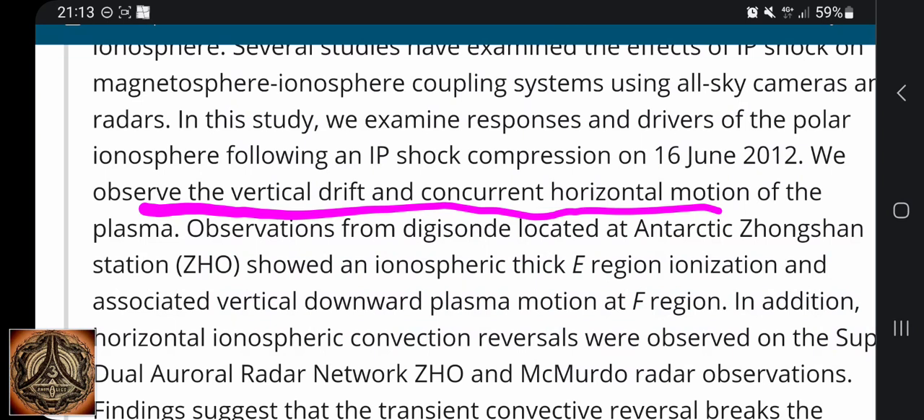But anyway, this is just what I think. This is what the experts just found some days ago, or published some days ago: the vertical drift and concurrent horizontal motion of the plasma. Very interesting. Thanks. Bye.